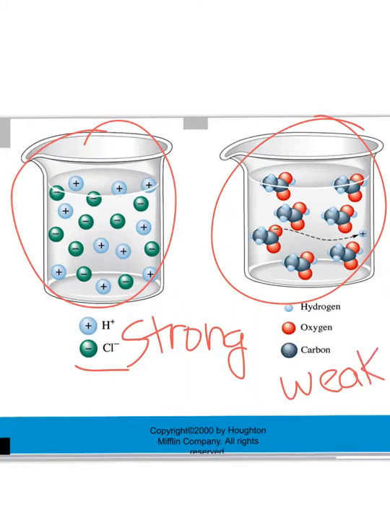From the picture you can see that, notice right there, that is the only one that separated into ions in solution. Most of these other molecules are still together. So only a very small amount of it actually ionized, and that's why that one is an example of a weak acid.